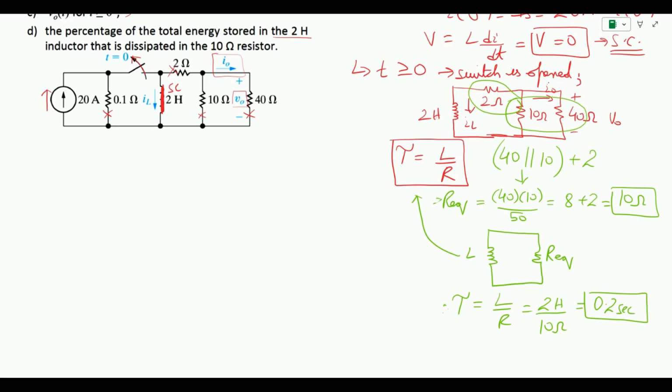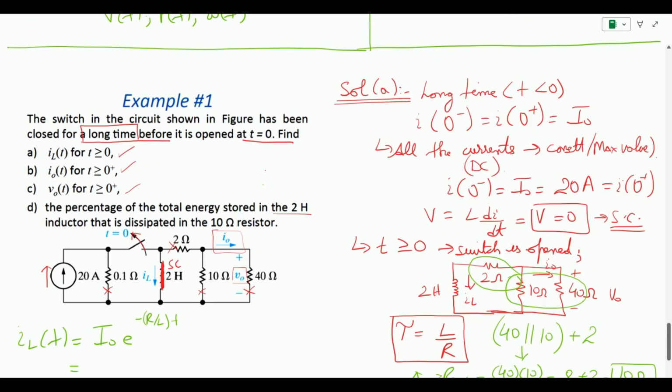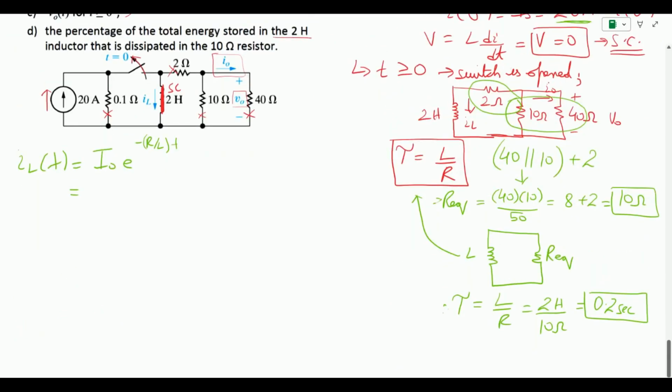Once we have figured out the time constant, let us find the current. The current IL of t is basically I naught e raised to the power minus R by L multiplied by t, where I naught is the initial current which we found earlier, which is 20 amps. So it is going to be 20 amperes multiplied by exponential of minus R by L. Either you can write the respective values of R by L, that is 10 divided by 2, into t, or you can just write it in terms of tau. If we write it in terms of tau, the final current comes out to be 20 e raised to the power minus 5t amps, and the condition is very necessary.